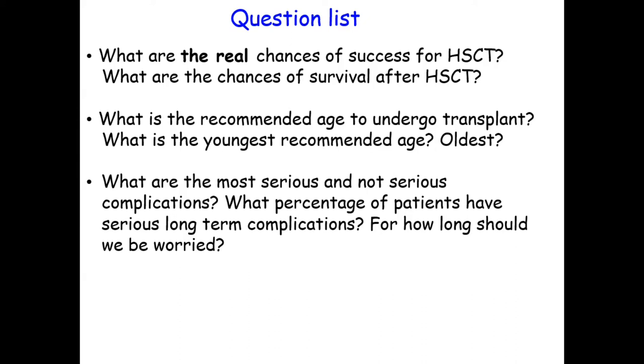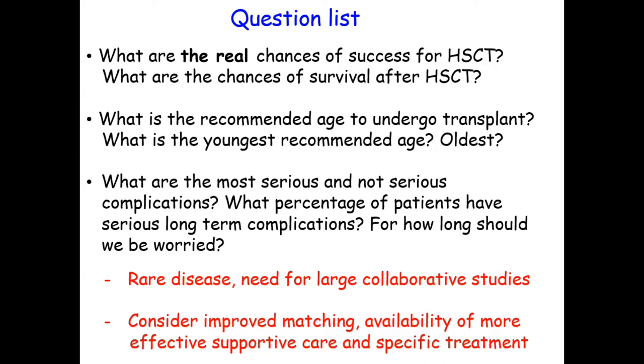What are the most serious and not serious complications? What percentage of patients have serious long-term complications, and for how long should we be worried? Now, we're talking about a rare disease. And as it often happens with rare diseases, you need large collaborative studies. And I think this is something that you play a very important role in by participating in collaborating networks and registries that collect information on these patients that undergo transplant. This is the only way, really, to make sense of all of these questions.